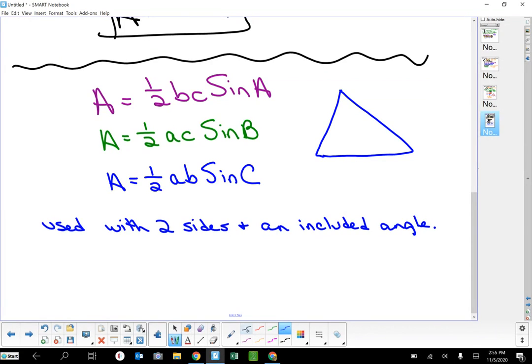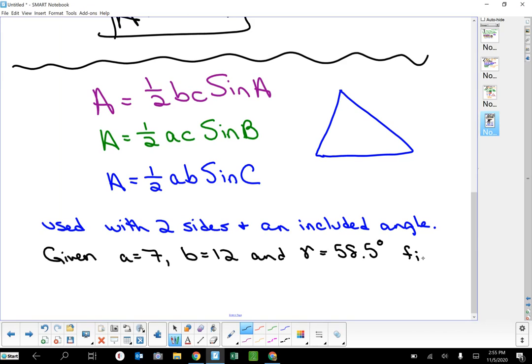Okay, so here's a problem, and this came straight from varsity, and it's going to be in this section that you're going to be doing. It says given A is 7, B is 12, and gamma, and remember that's like a C, is 58.5 degrees. Find the area of the triangle.